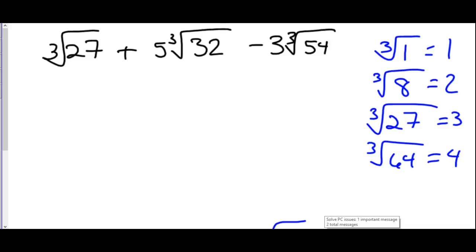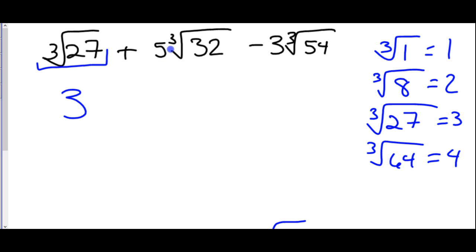So looking at this, notice the first one, cube root of 27, it's on our list. We already know the cube root of 27 equals 3. So to simplify this one, we just know it's 3. It's on our chart already. Second one, we have 5.